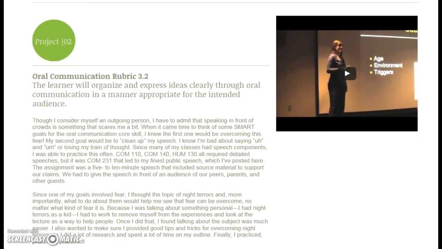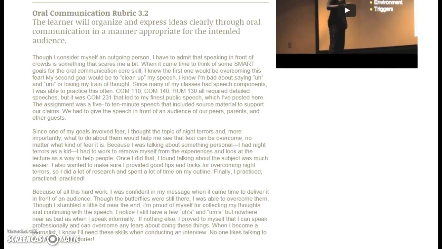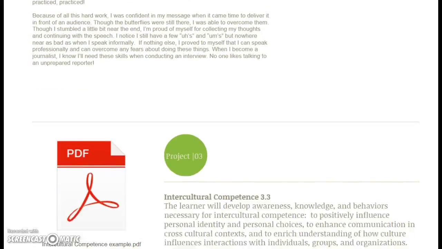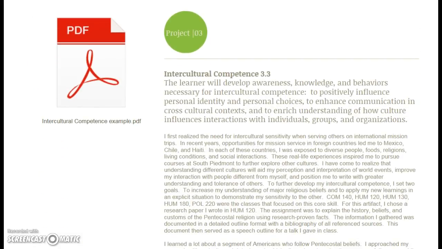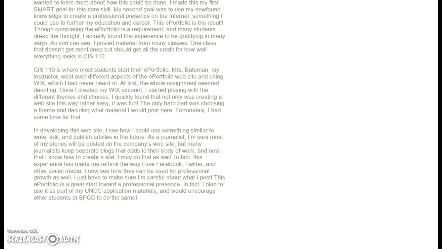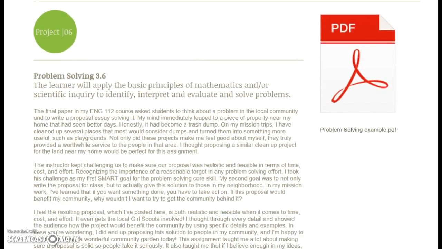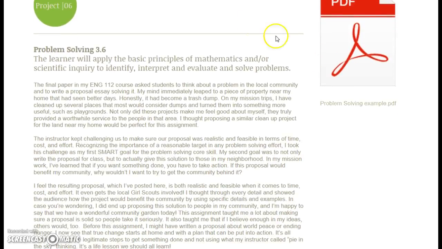Okay, then when you scroll on down, you are going to see that for oral communication, there's the same setup. You have the outcome, you have the outcome statement, you have the artifact, and then you have 3 paragraphs of reflection. Same thing for intercultural competence, same for technology, same for analysis and interpretation, and same for problem solving.